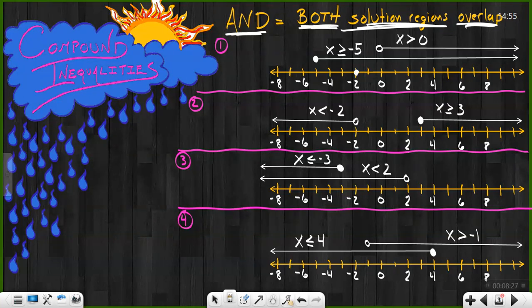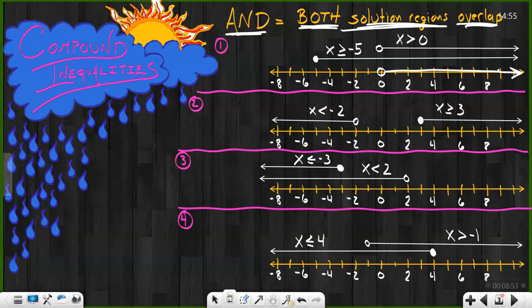No, it's not greater than 0. I need it to be both greater than or equal to -5 and greater than 0. Is 0 a solution? Well, it's greater than -5, but it is not greater than 0. It is equal to 0 in this case. But I do see that anything from 0 and up will be greater than 0 and greater than or equal to -5, because all the numbers greater than 0 are already greater than or equal to -5.